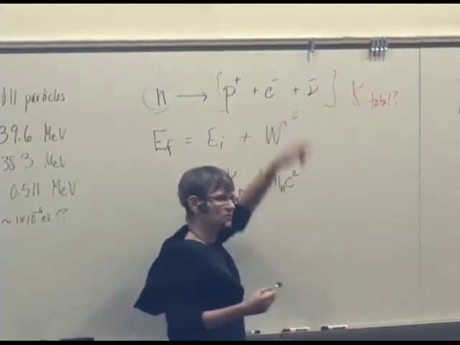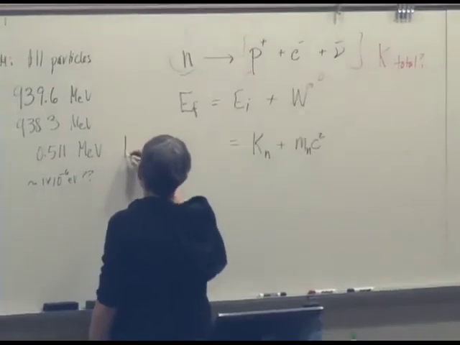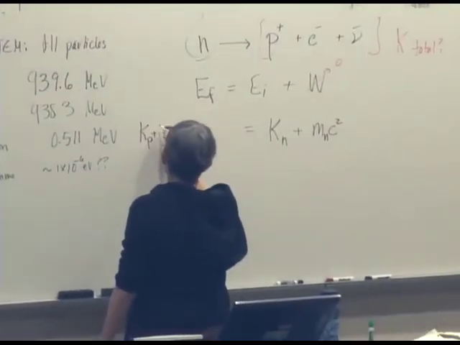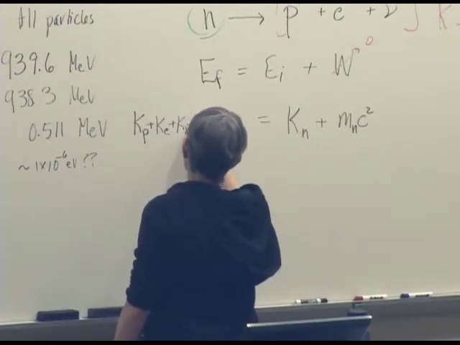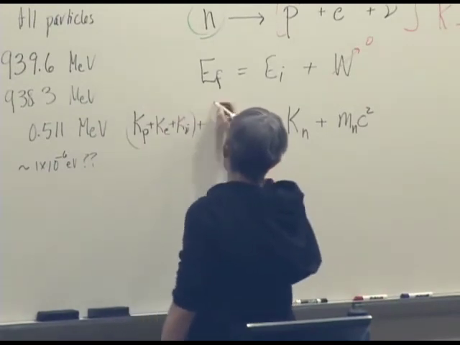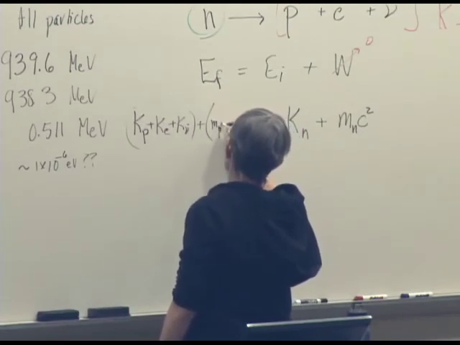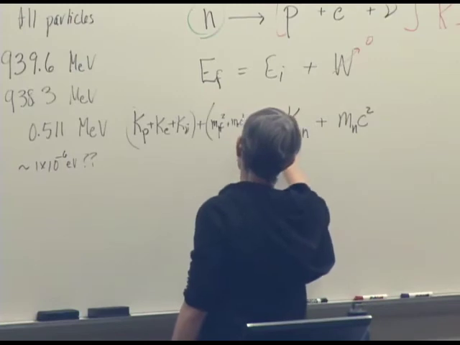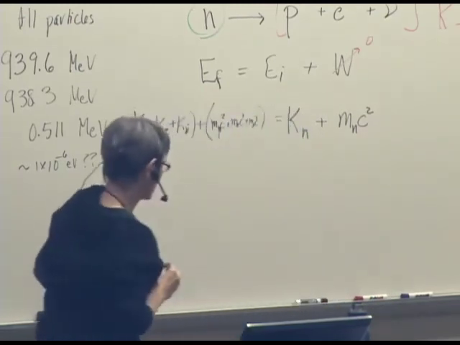They're all particles, so they all have this particle energy. So we've got the kinetic energy of the proton plus the kinetic energy of the electron plus the kinetic energy of the antineutrino plus the rest energy of the proton, the rest energy of the electron, and the rest energy of the antineutrino. So that's correct.